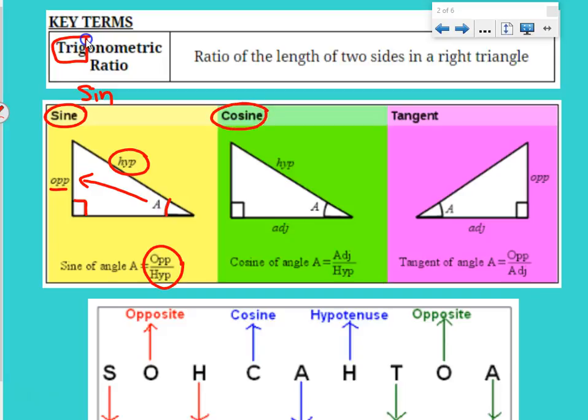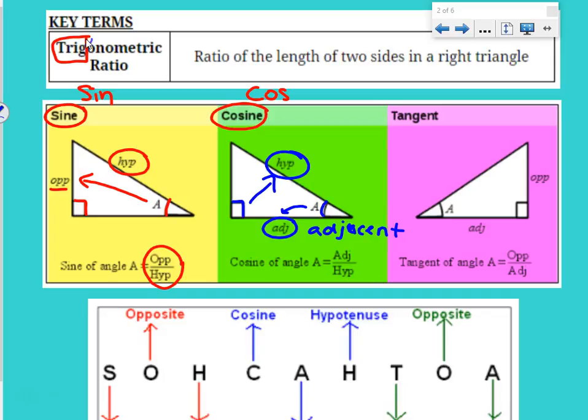Cosine, which is abbreviated COS, so cosine, is the ratio there is the adjacent side. So adjacent, which means right next to. So it's the side that touches the angle, and then the hypotenuse, which again is across from your right angle.